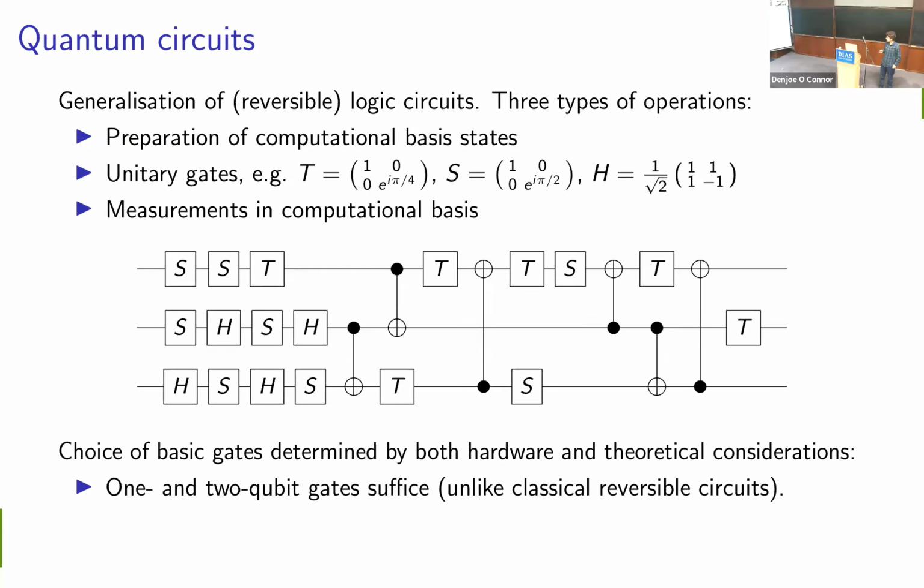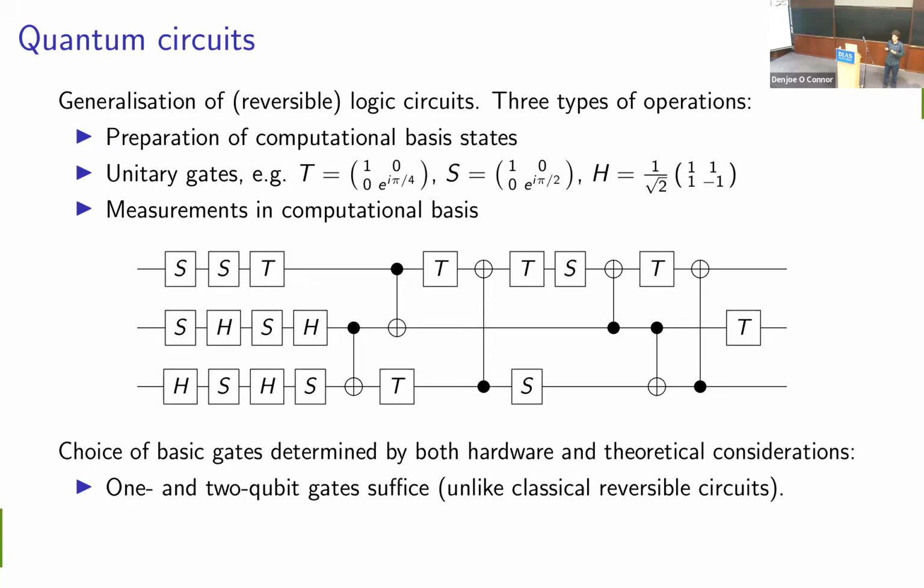So for these quantum circuits, the choice of the gates that we use is determined on the one side by the hardware that we want to run our computation on, but also by theoretical considerations like what's easy to work with, for example. One nice thing about quantum circuits is that these 1 and 2 qubit gates are actually enough to work with. Whereas if you want to do classical reversible circuits, we know that we always need a 3-bit gate as well to be able to implement any computation.